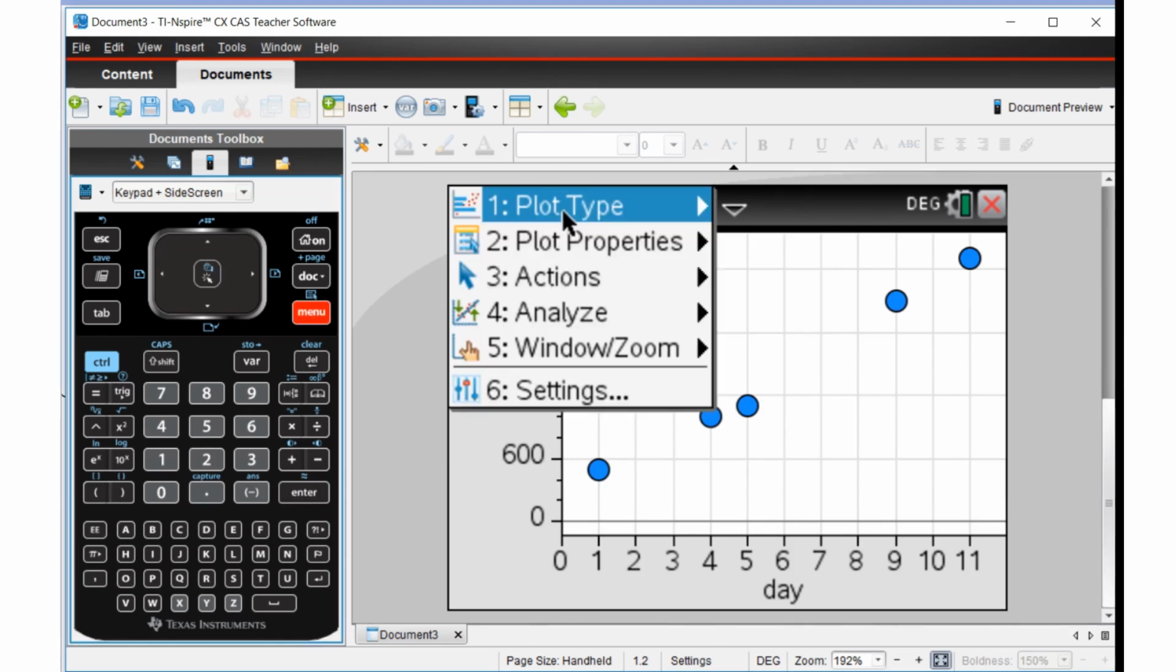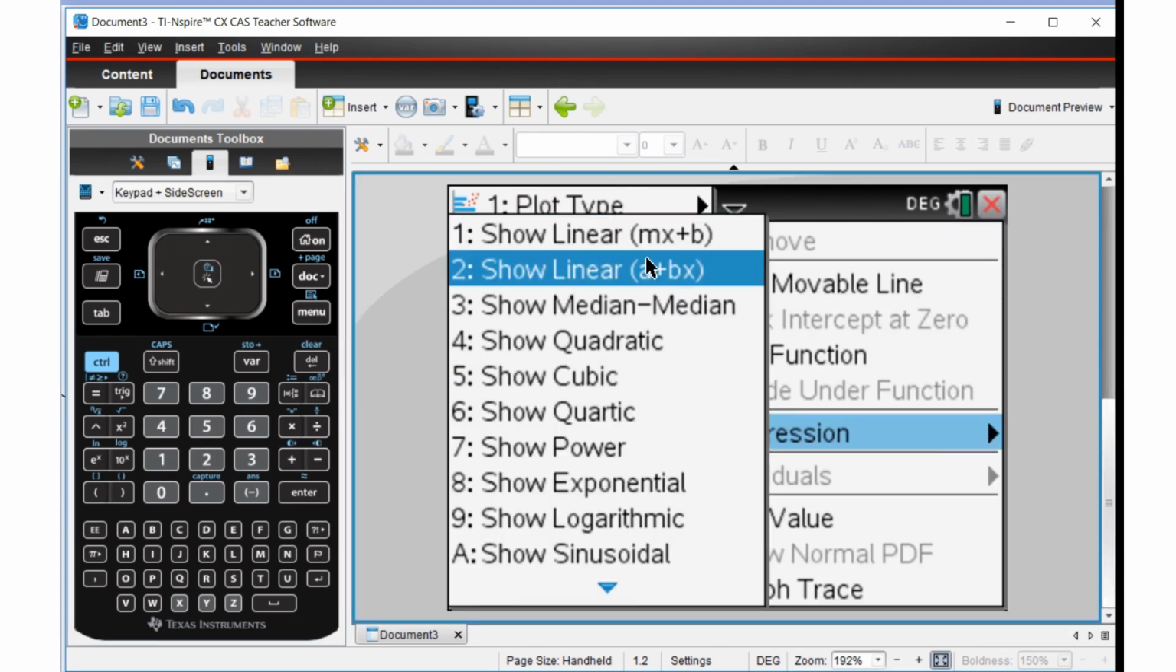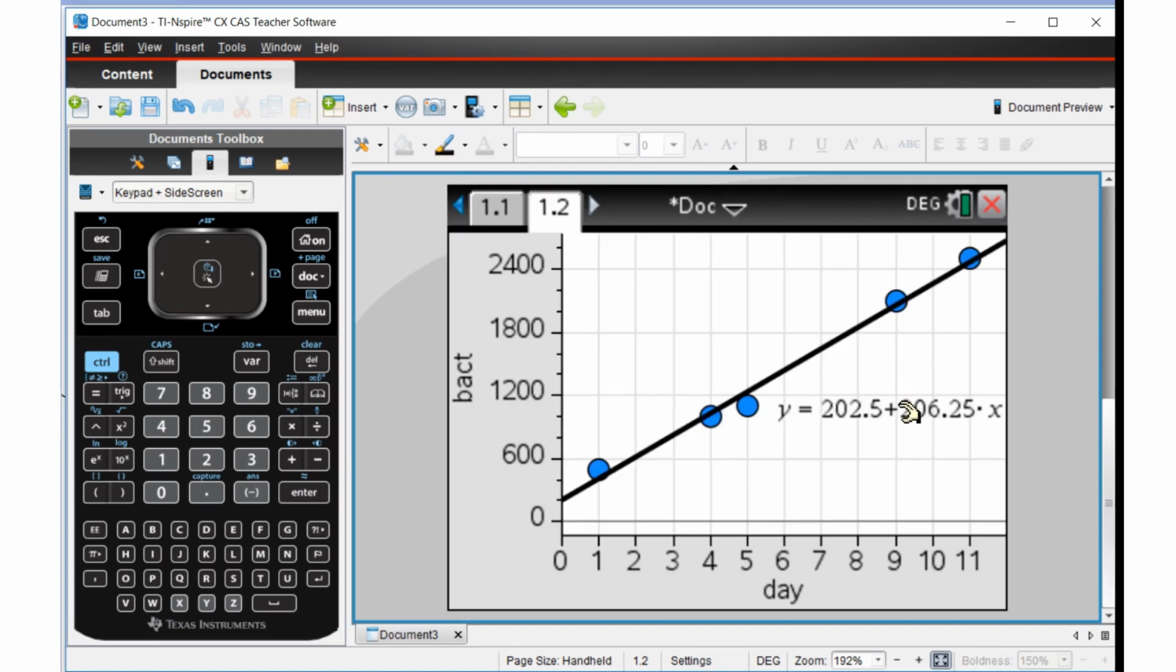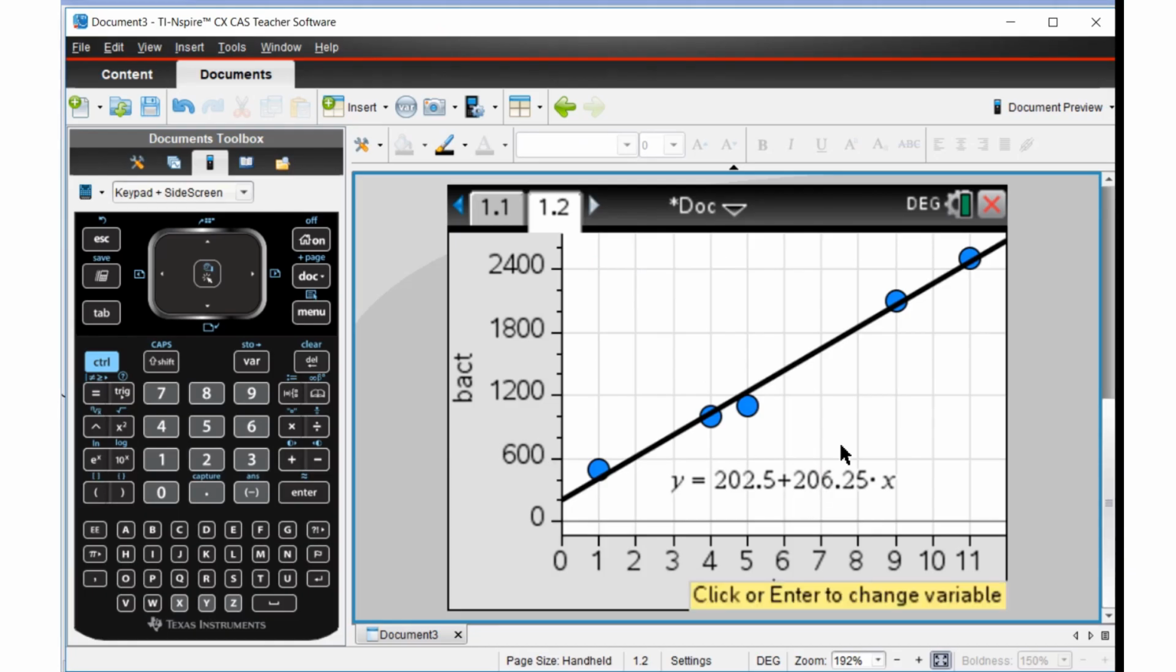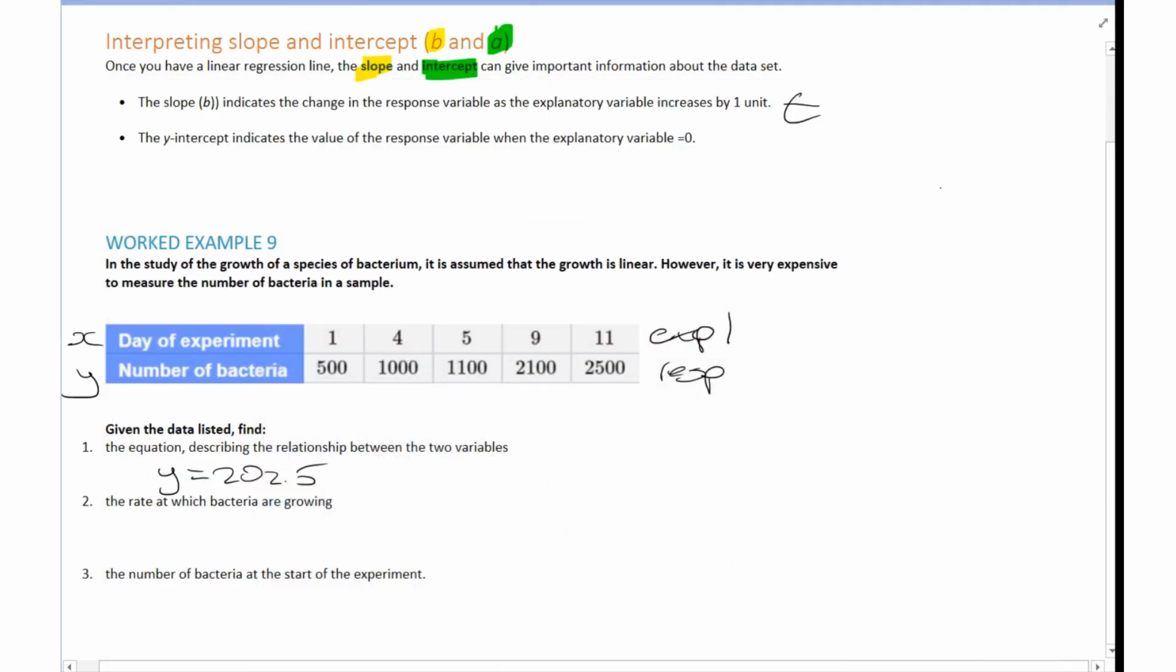And we're going to go menu, analyze, regression, show linear, and here is our equation. So it's y equals 202.5 plus 206.25x. Now, if you wrote that in a SAC or an exam, you wouldn't get the full marks. In an exam you'd probably lose the mark, and in a SAC you're probably not going to get the full marks.